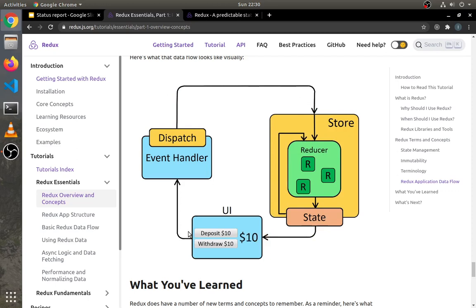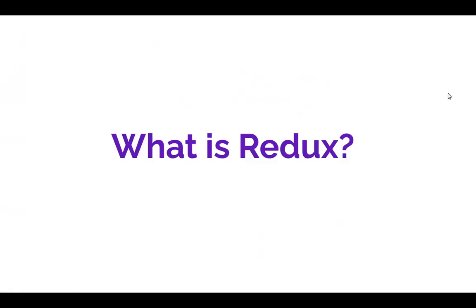Now this reducer accepts 2 things, state and action. The previous value of the state is $0 and the action is for deposit. So the reducer will update the new state by depositing the $10 amount. Now you can see in the UI, the balance changed from $0 to $10.